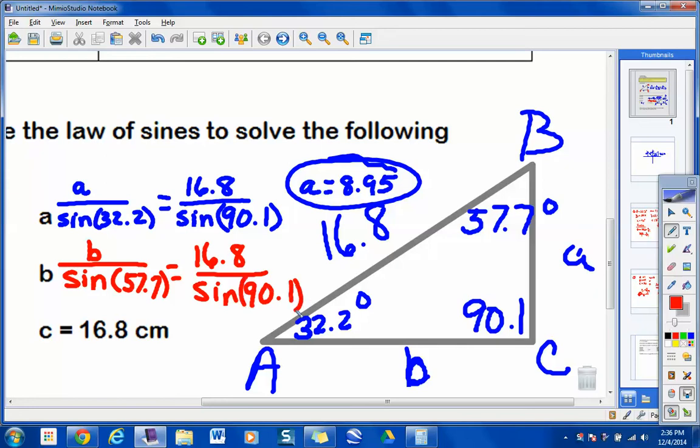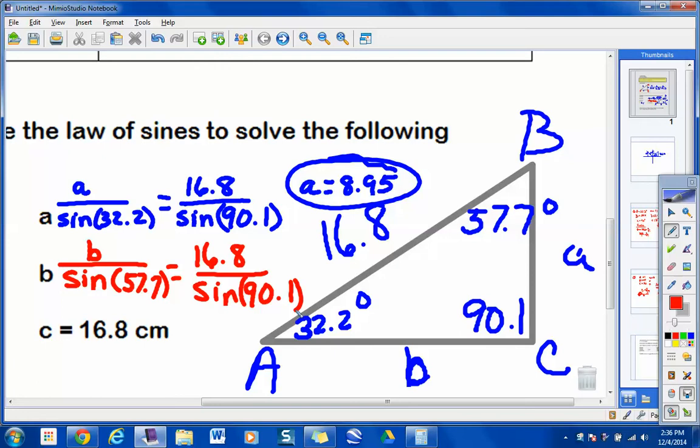By the way, isn't C kind of like opposite an almost right angle? Isn't this almost a right angle down here at C? So isn't this almost a hypotenuse right here? So won't 16.8 be the longest side in this triangle? Both my answers better be less than what then? 16.8. What do you guys get when you punch that in?